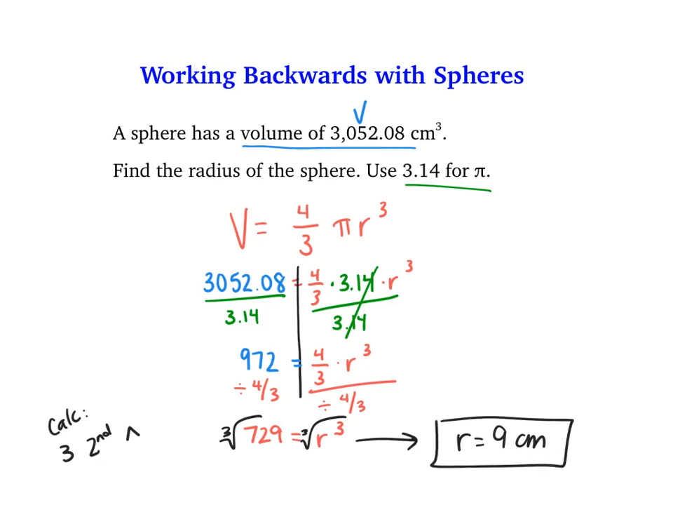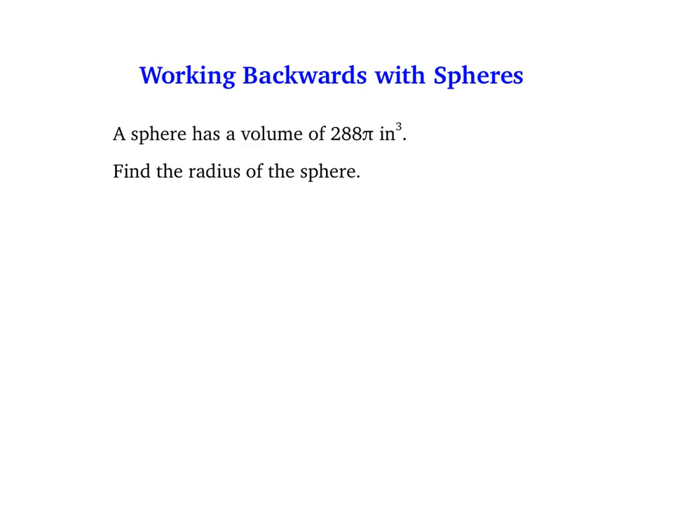Okay, so start with your formula, plug in what you know, and then just solve like an equation. So keep using inverses until you get that variable by itself. Let's look at one more. So here it says a sphere has a volume of 288 pi inches cubed. Find the radius of the sphere. Something important to note is that this volume that it gives me is in terms of pi. So we'll look at how that impacts our solving.